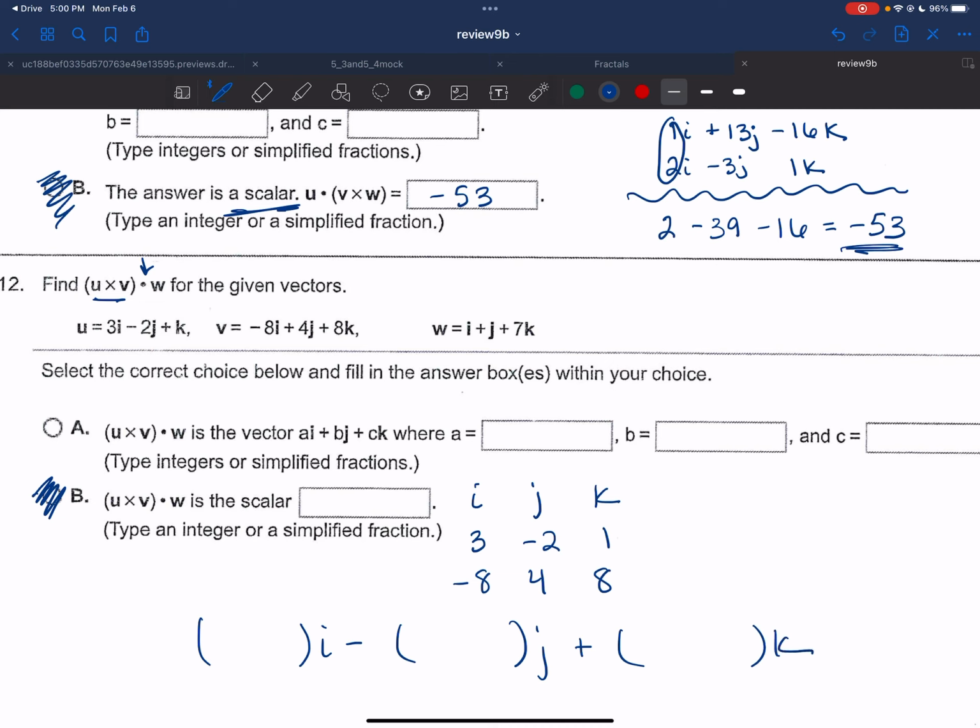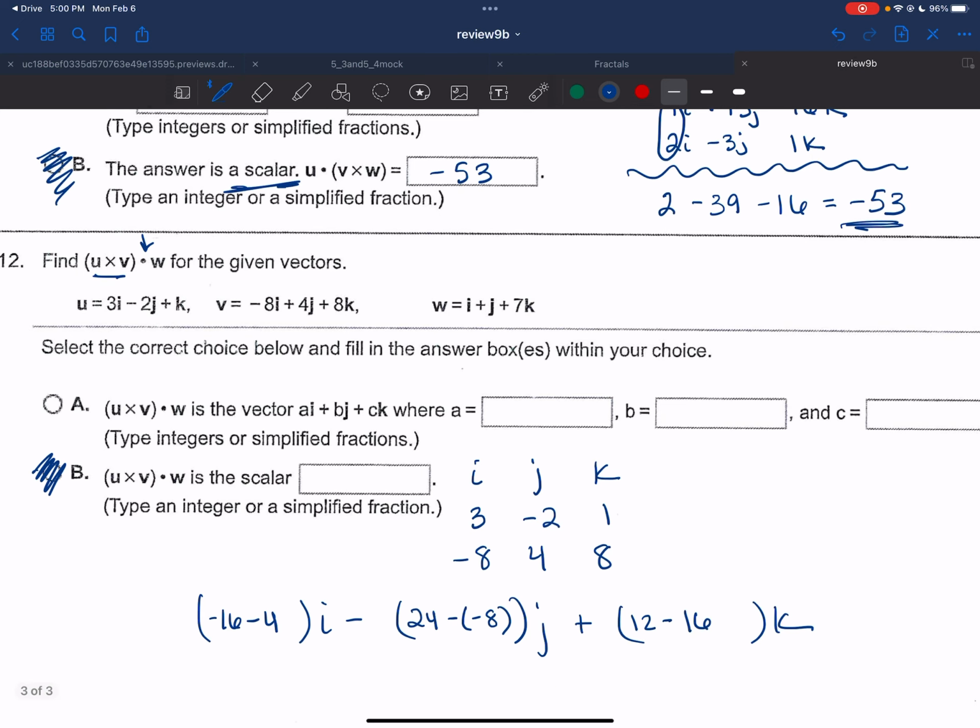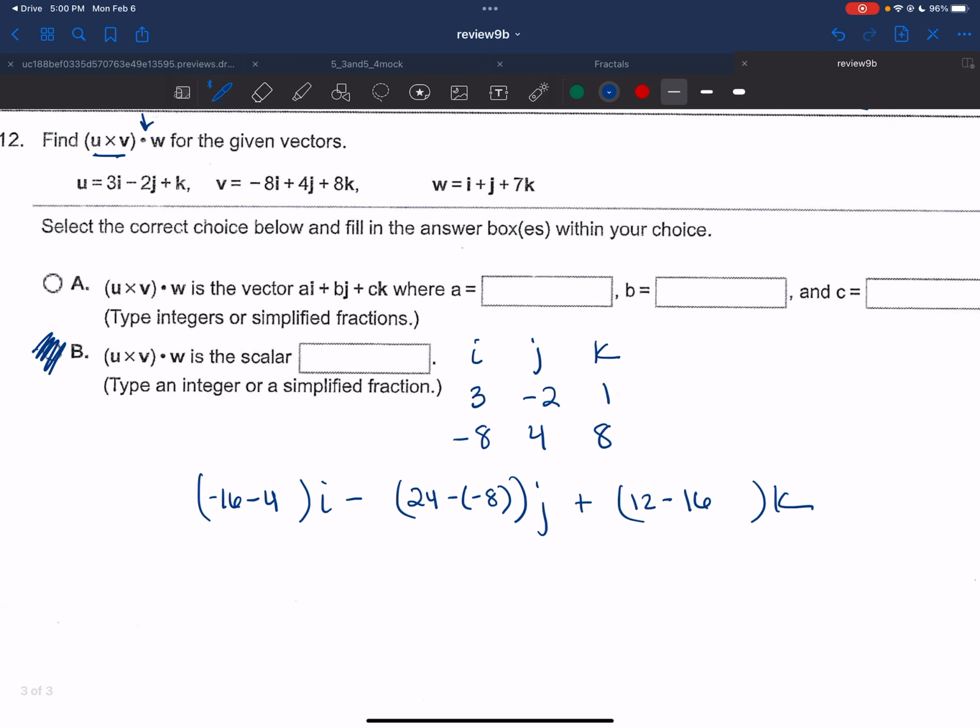So I end up with negative 2 and 8 is negative 16 minus 4. And then j is going to be 3 times 8 is 24 minus negative 8. And then 3 times 4 is 12 minus 8 times 2 is 16. But it's positive because there's 2 negatives. So I end up with negative 20i. It's plus, so that becomes 30 plus 32j. 12 minus 16 would be minus 4k. All right, so that's my cross product.